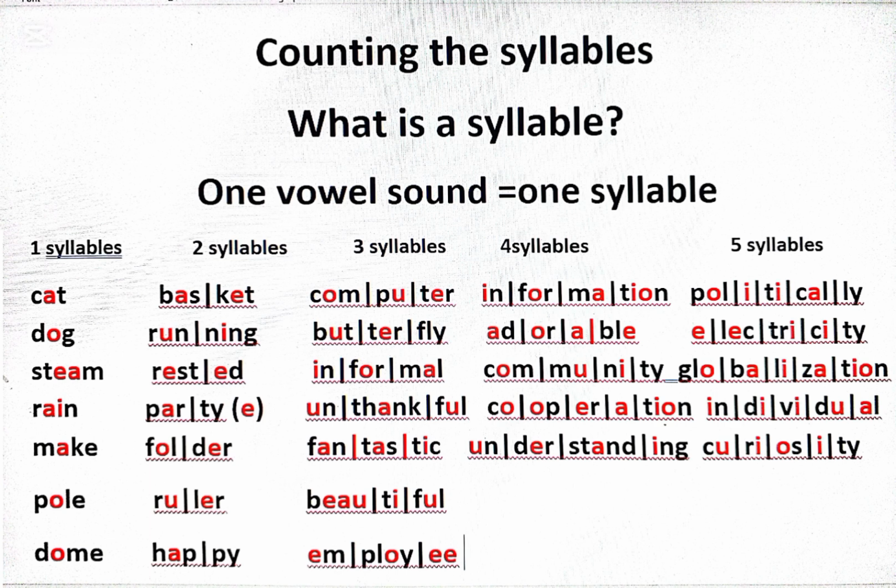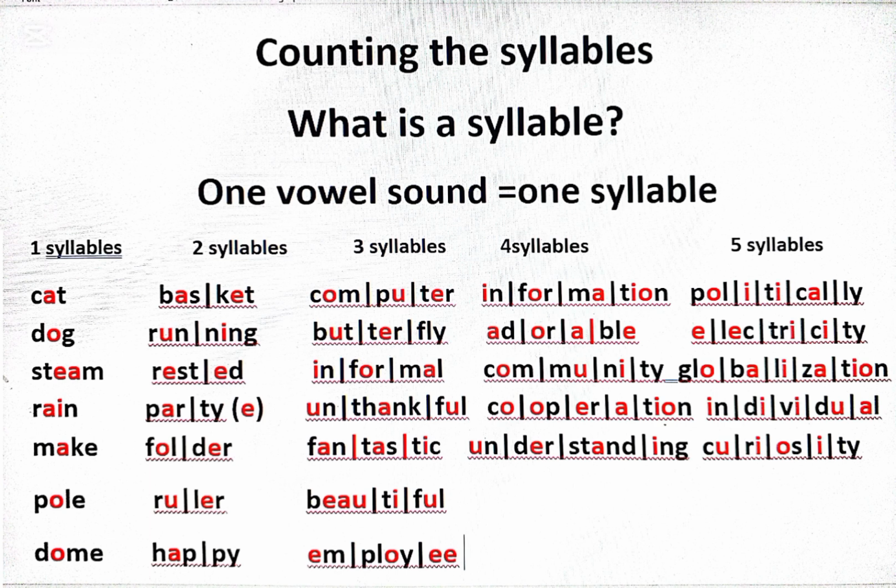Next we have the word party. It has two syllables. The letter Y at the end of this word, although it is a consonant, is produced as a vowel sound. It is pronounced as the E sound. So this is why this word has two syllables. The next is folder. Here also in the word folder we have two vowels, O and E. So this is why it has two syllables. Ruler. Again this word has two syllables. U and E are the vowels.